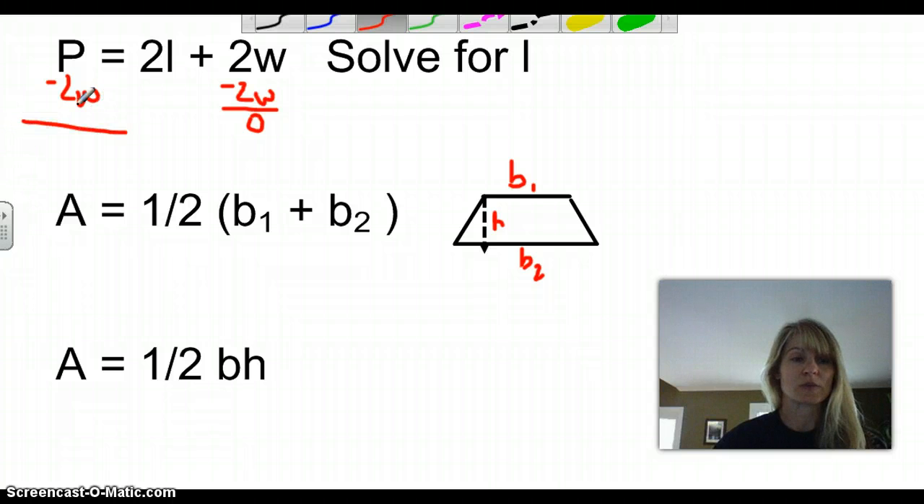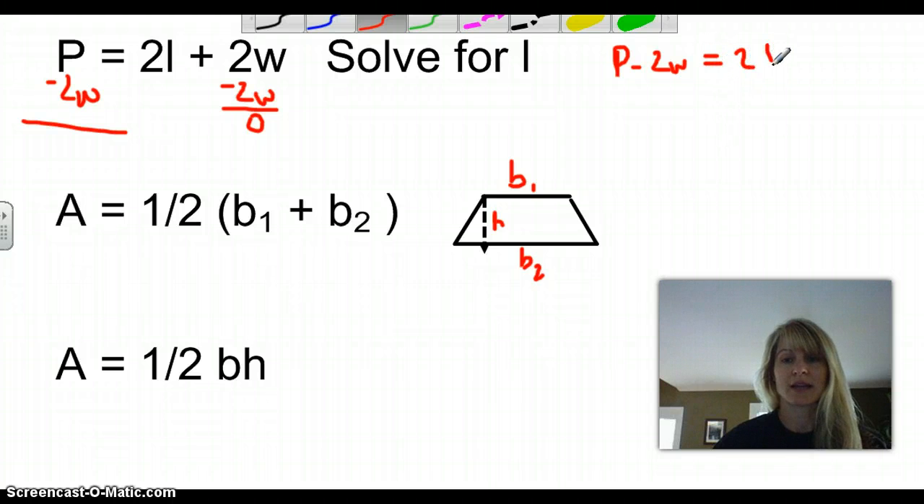And these are not like terms. This doesn't have a W, this doesn't have a P. So I'm going to rewrite this over here. So this becomes P minus 2W equals twice the length. And then to get L by itself, the opposite of multiplying by 2 would be dividing. So when I divide by 2 here, that crosses that off. And then I can divide this by 2. So the length in a shape is equal to the perimeter minus twice the width, divided by 2. And so that's how we solve for L there.